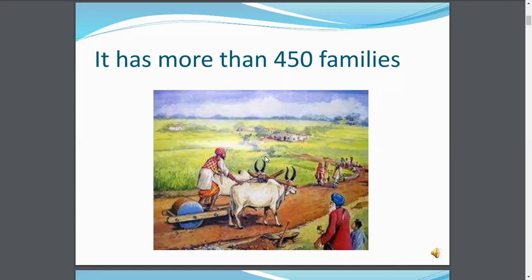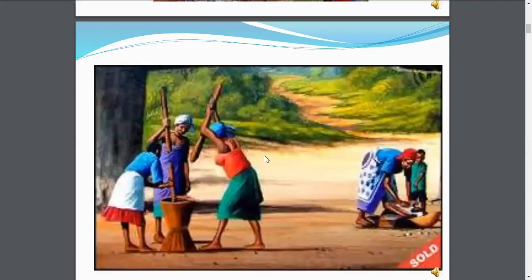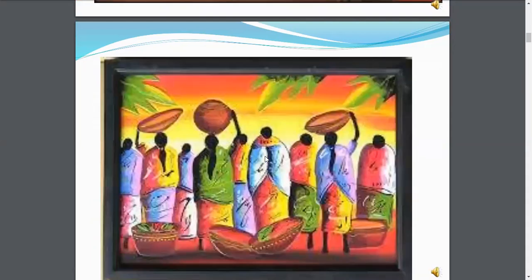Okay, so in this story, you can see that this village has more than 450 families, and the majority of them are dependent upon agriculture. You can see in this picture how the ladies are doing all types of agricultural activities, and how they are using the crops. Here you can see the village market and so on.